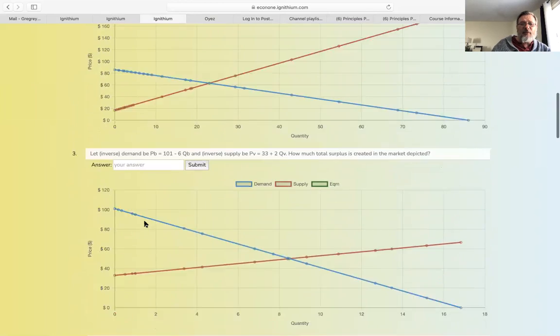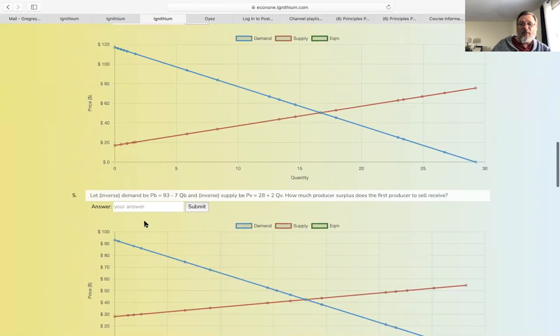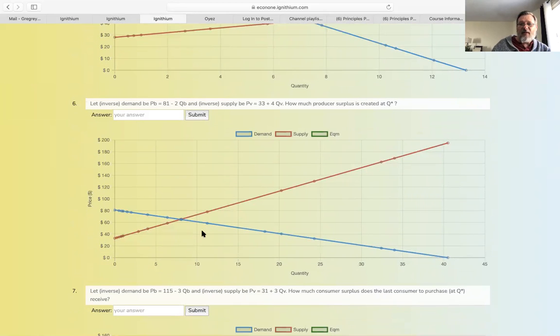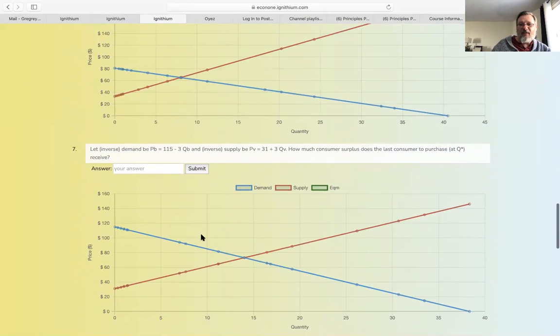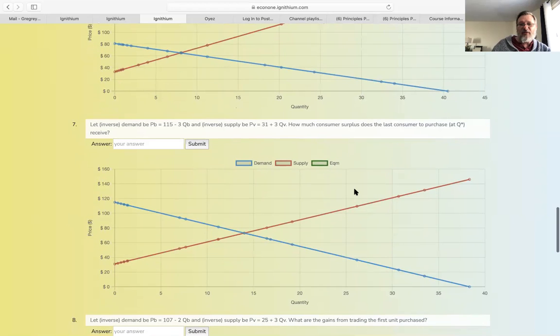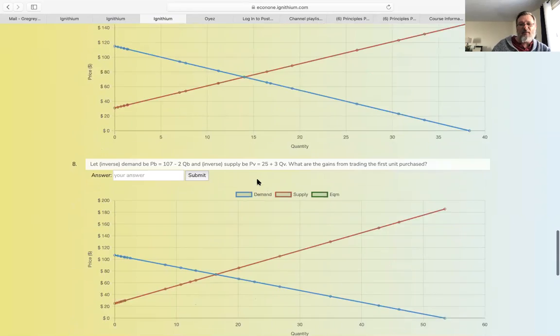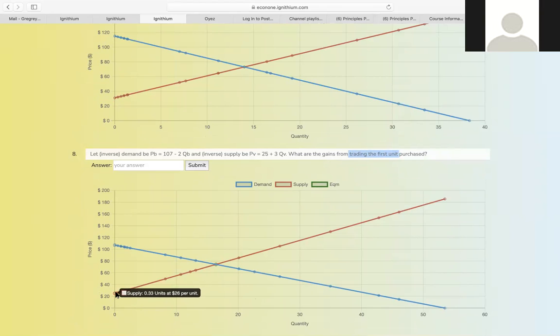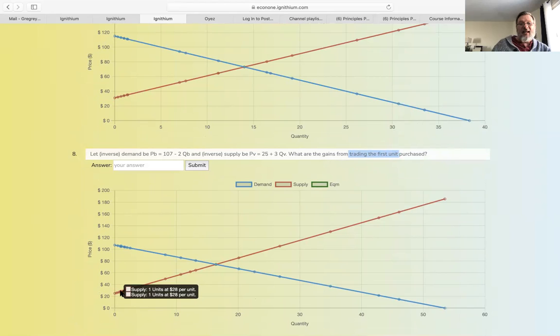Let me see really quickly if there are any other ones that are a little bit tricky. Okay, that's fine. How much surplus to the last consumer? Again, we're talking about the last one. What are the gains from trading the first unit purchased? That would just be the y-intercept of the blue line minus the y-intercept of the red line, correct? Well, it's the first unit, and that's actually at 0. Oh, so that would, okay. So I'd have to go to unit 1.